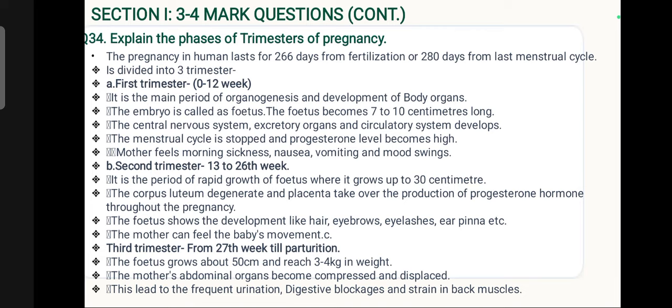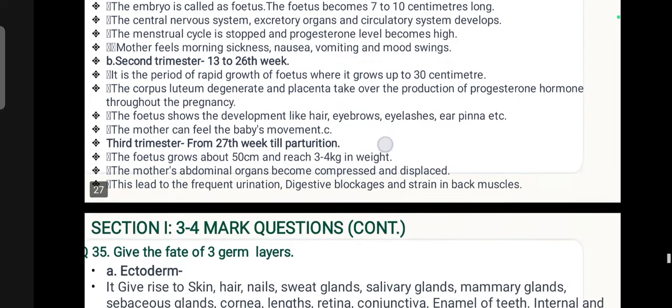Third trimester, in which the fetus grows and gains weight up to 3 to 4 kg. The mother's abdominal organs become compressed and displaced. This leads to frequent urination, digestive blockages and strain in back muscles.